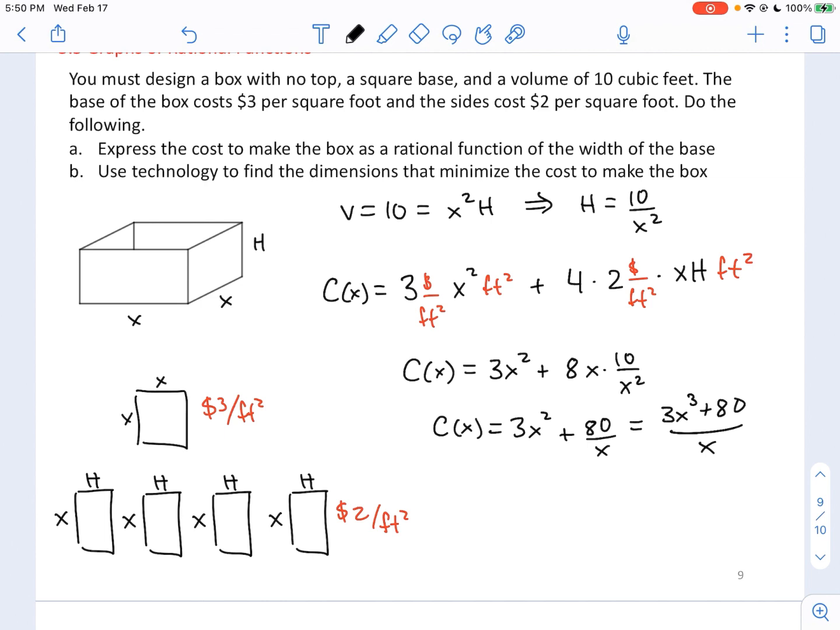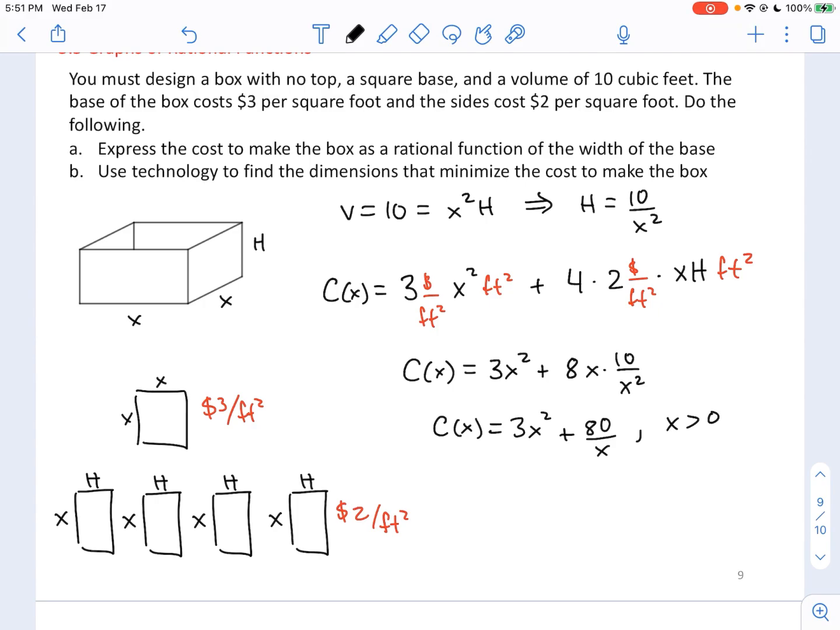Part B is use technology to find the dimensions that minimize the cost to make the box. So we want to find x. Notice x has to be positive. It can't be 0 because then you would not have a volume possible. Right? You can't have 0 here. Has to be positive because it's a length. So that would be our implied domain.